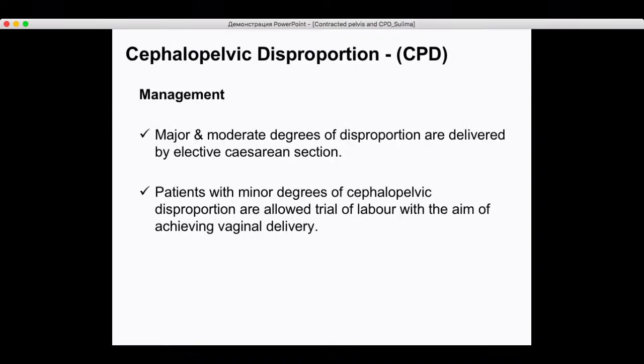Major and moderate degrees of disproportion are delivered by elective cesarean section, as I said before. Patients with minor degrees of cephalopelvic disproportion are allowed a trial of labor with the aim of achieving vaginal delivery.